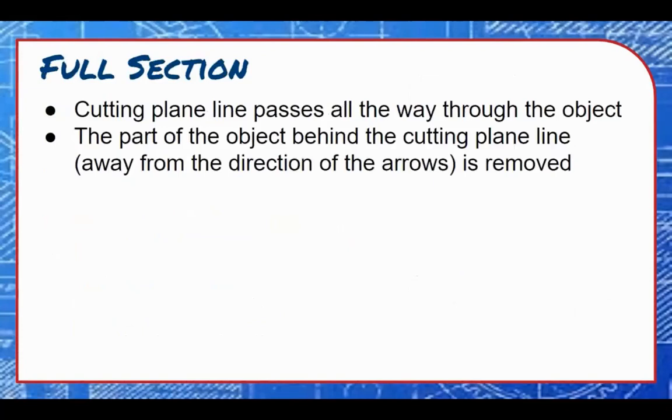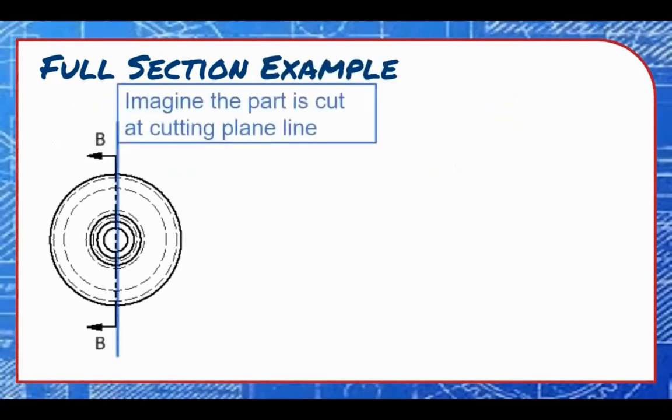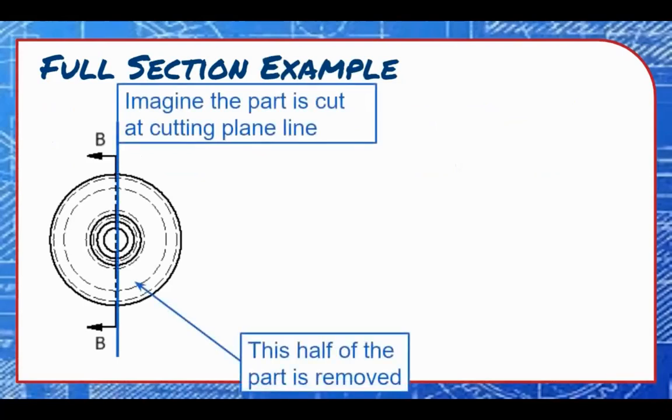In a full section, the cutting plane line passes all the way through the object. The portion of the object behind the arrowheads is removed, and the cut object is seen in the direction of the arrowheads. Let's see an example. Imagine that the part is cut at the cutting plane line, and the portion opposite from the arrowheads is removed. If we look at the object in the direction of the arrowheads, we would see this section view.